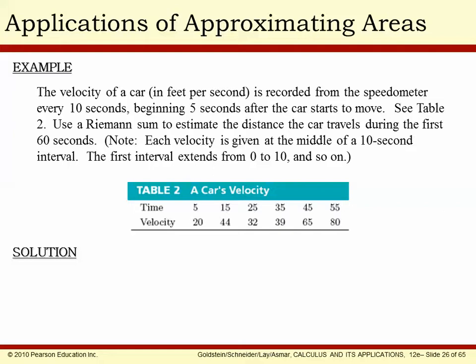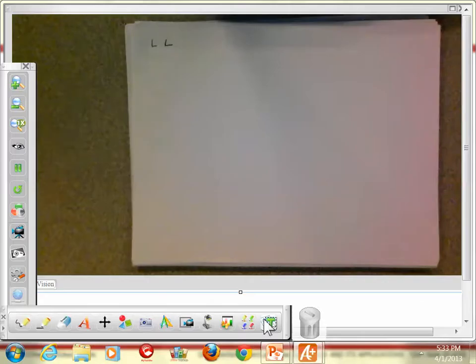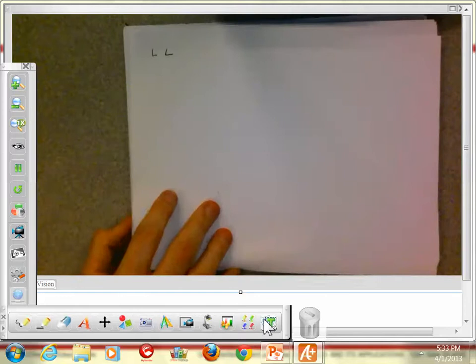So let me just flip over here. Can everyone see that okay? It's coming in a little dark.